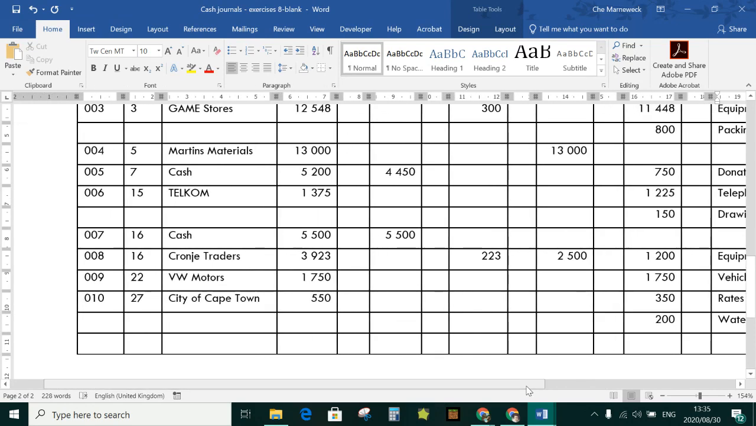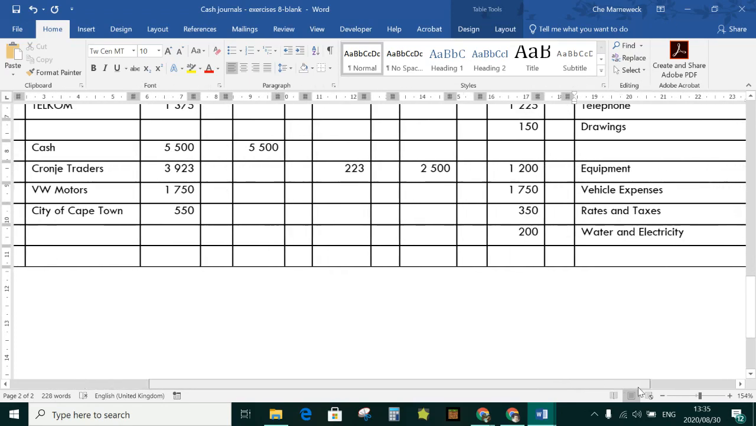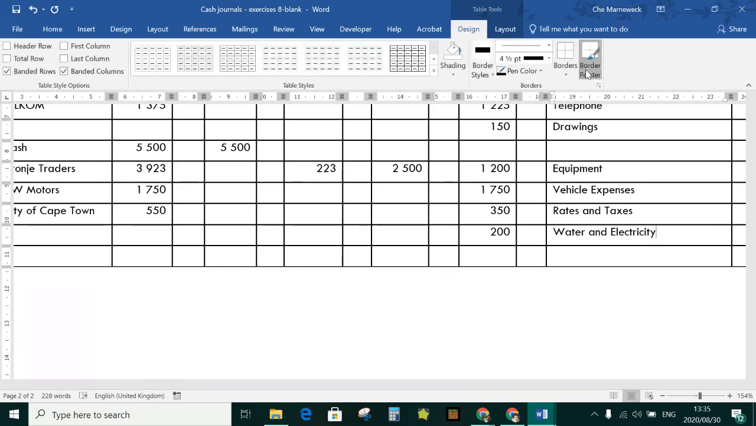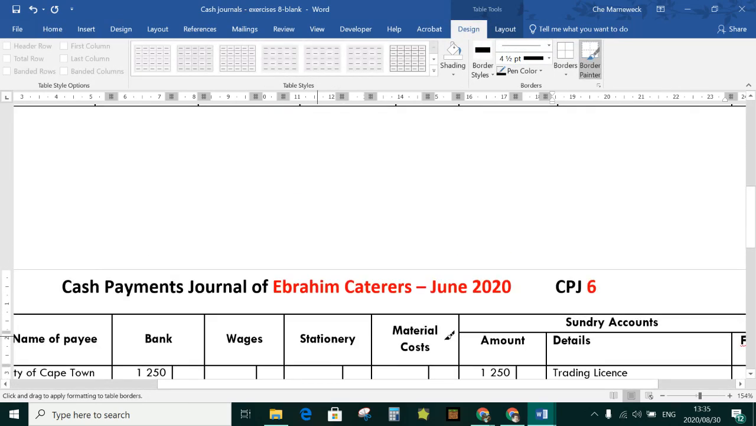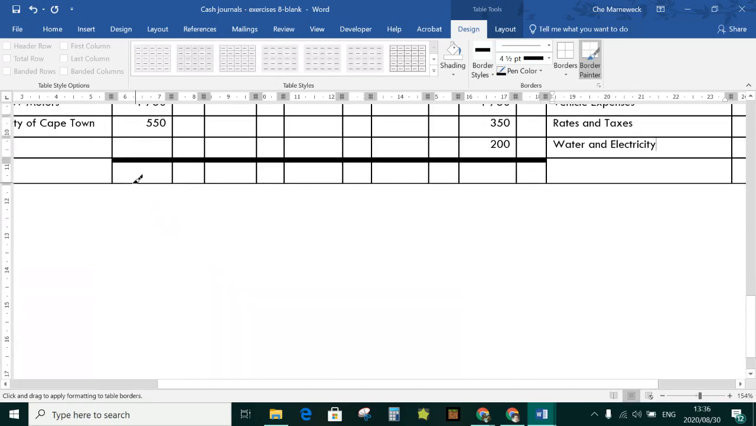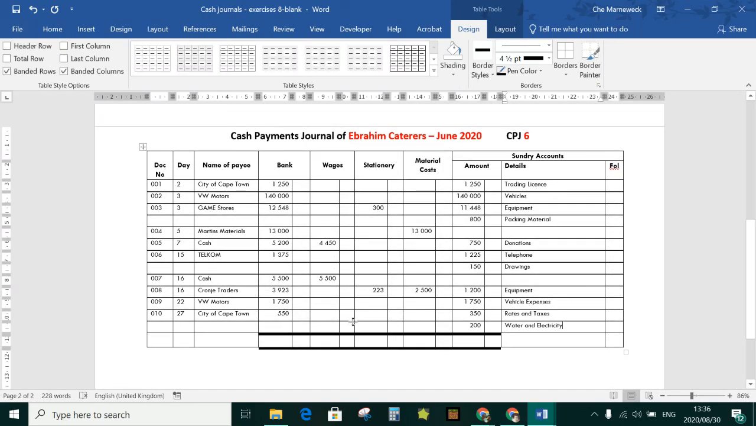Now it's the end of the month, so we're going to add up our columns. So we're going to draw a line above and below. So you get out your ruler. And we're going from bank to sundry. So from bank, we total to sundry, above and below. Let's make it a little bit smaller so we can fit it in. Now we're going to add.